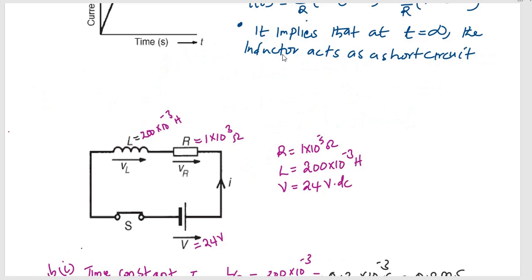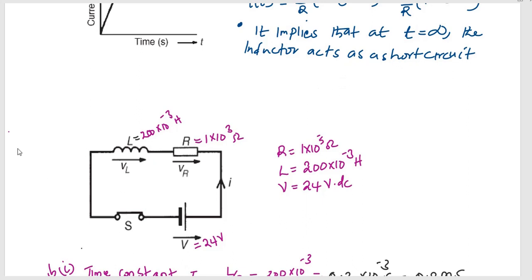So this kind of graph implies that at t equal to infinity, or after a long period of time since the circuit has been switched on, the inductor acts as a short circuit. In other words, it will just act as a wire and the current will just be flowing through it.